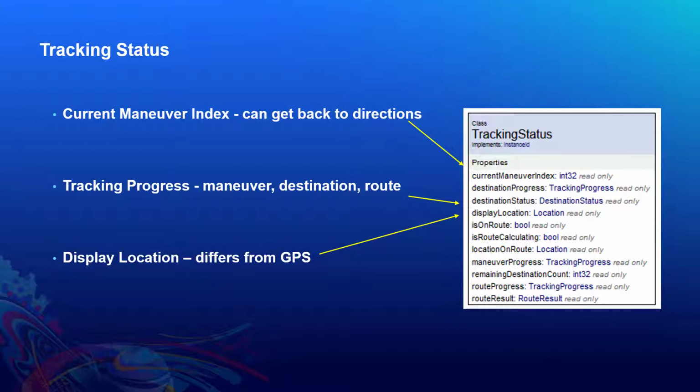Tracking progress. This gives the state of the current location relative to the current maneuver, the next destination, or the overall route. The display location. This differs from the GPS location, that is the value that came in, in that it's snapped to the route and its bearing is aligned to the route path.